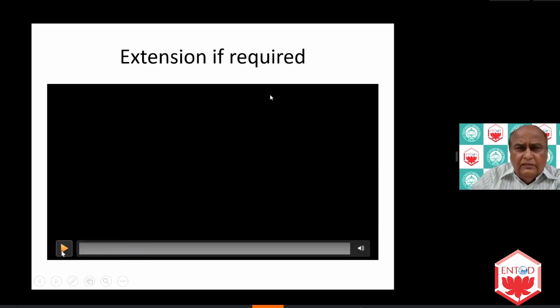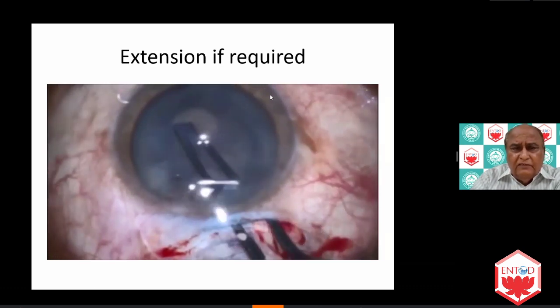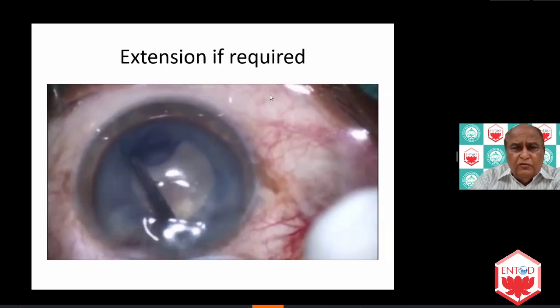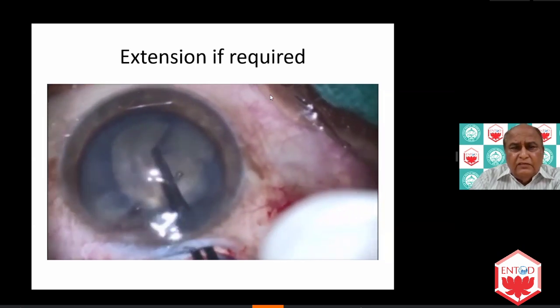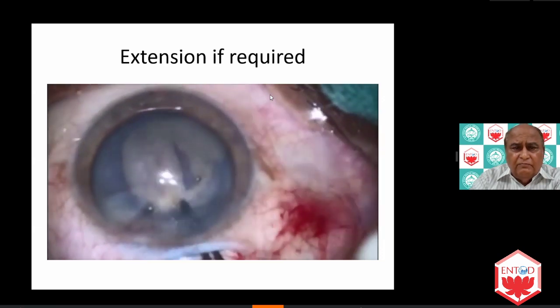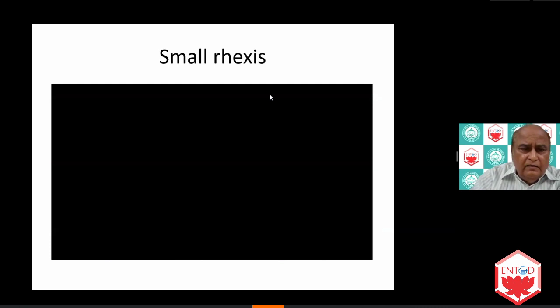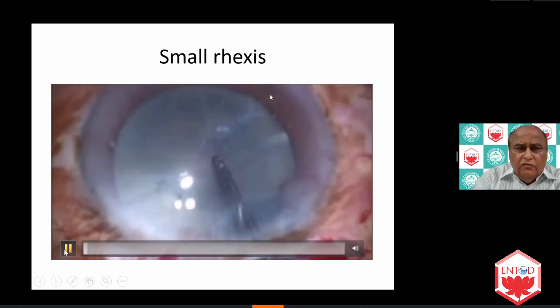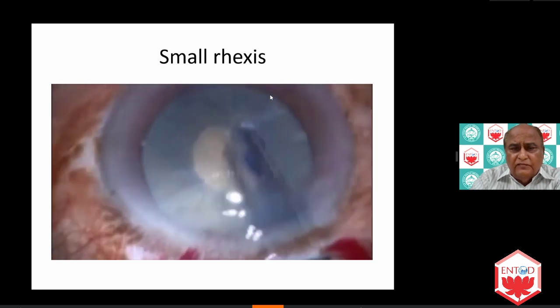Then we have, supposing you need to extend it further, which is not feasible in femto. So what you do is, if you have made a good rexis and you want to enlarge it, supposing you are doing a small incision cataract surgery, then you can simply cut it wherever you want. You can give a nick and you can enlarge the rexis without any problem. So that can also be achieved in manual capsulorexis. And in case you have made a small rexis, they say that many a times you are not able to make a desired size of capsulorexis.